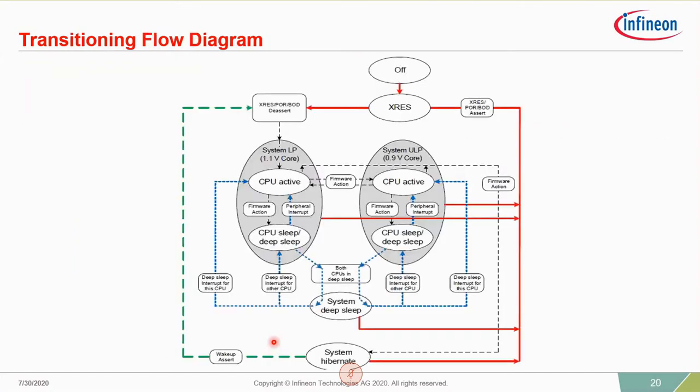Now using this flow diagram, we can get the entire picture of how transitions are implemented. Starting from a reset event, the device enters system low power CPU active mode, and from this we can send the device to system ultra low power CPU active mode, or we can send the device into CPU sleep or deep sleep mode. If both the CPUs are in deep sleep mode, then the system automatically transitions to system deep sleep mode.